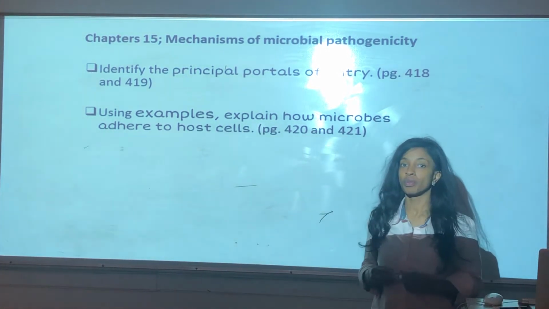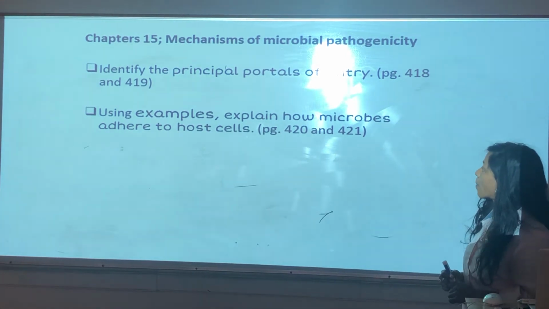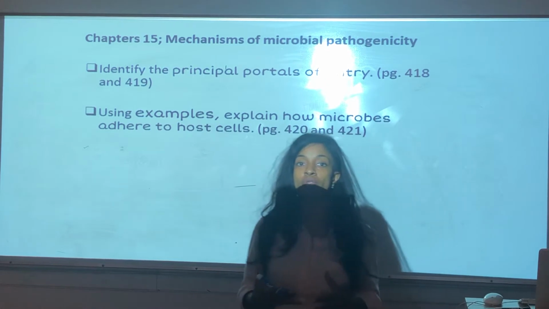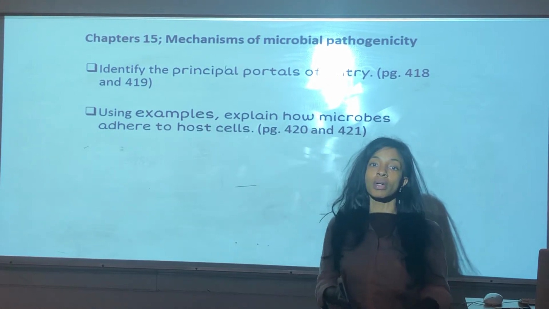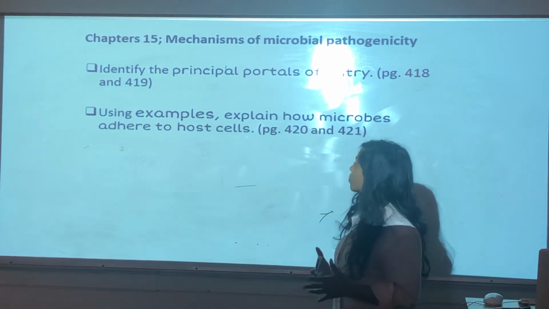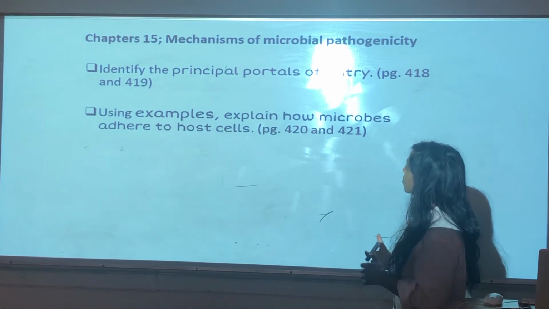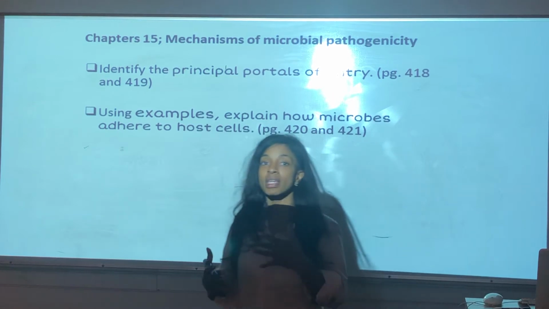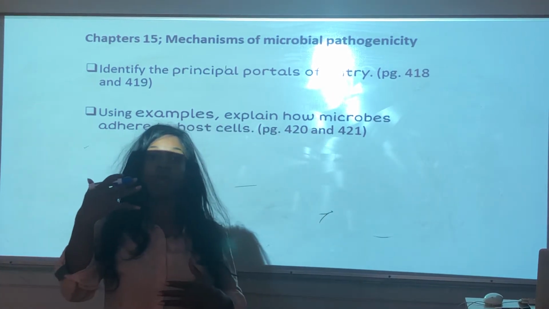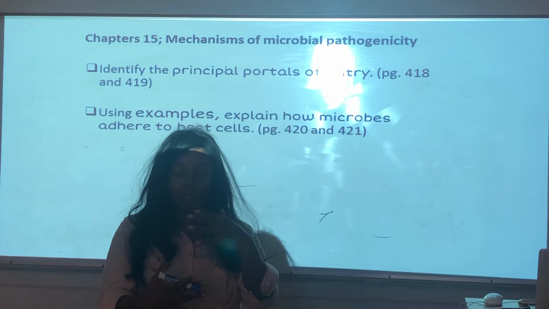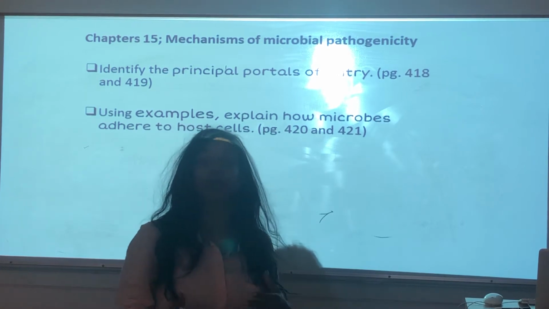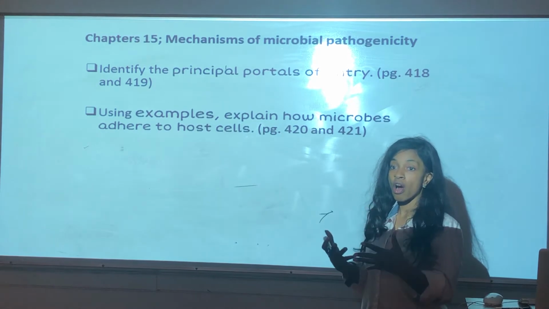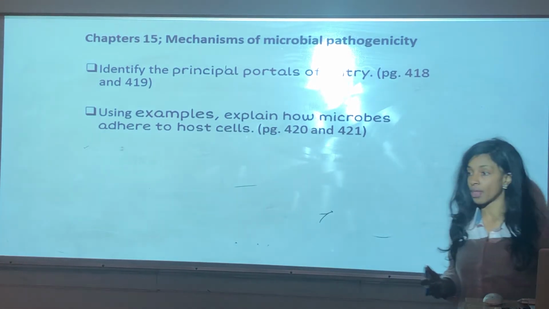In Chapter 15, we will focus on how microorganisms come in, and the mechanisms that are used amongst all these microorganisms are generally the same. So we're going to talk about how they get in, mechanisms of microbial pathogenicity. Mechanism meaning that there are particular steps that these microorganisms will take in order to harm their host. So what are they?